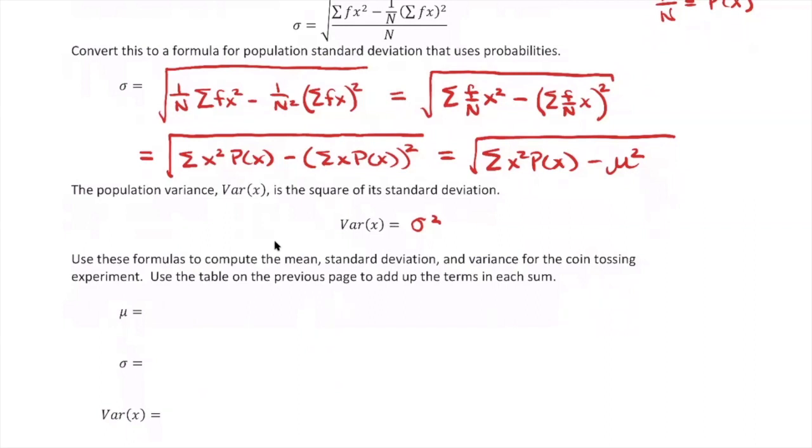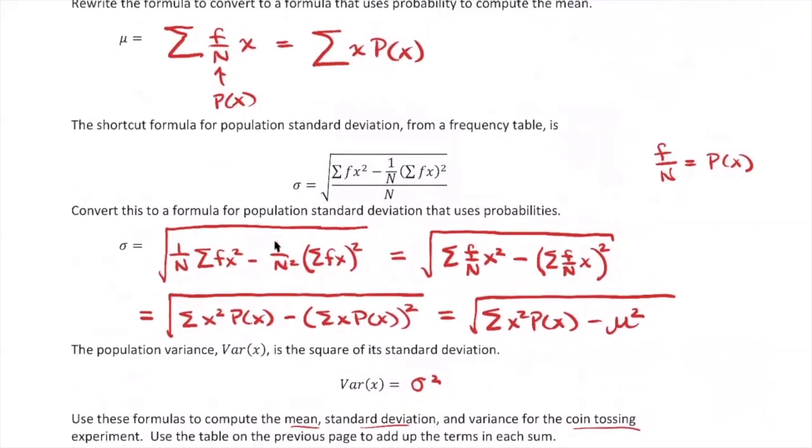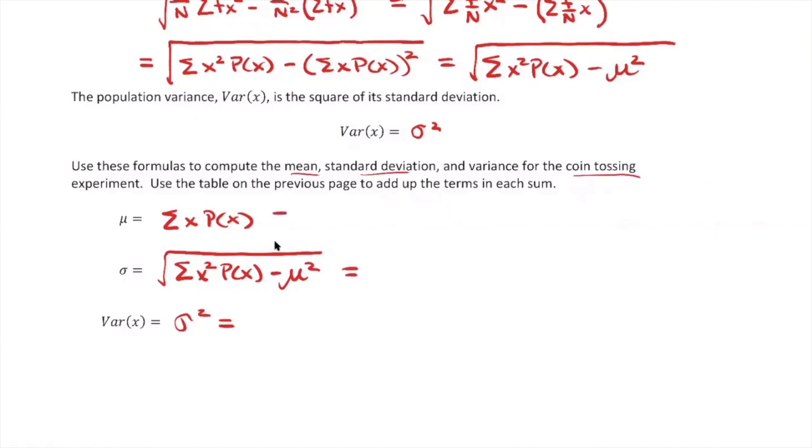Now it's referring us back to the coin tossing experiment that's asking for the mean and the standard deviation. So I'm just going to real quick remind you, the formulas are here, right? I guess I can copy them down here. The mean is going to be the sum of x times P of x, just from above, and the standard deviation, the square root of the sum of x squared P of x minus the mean squared, and the variance is sigma squared. So we have to do these computations.